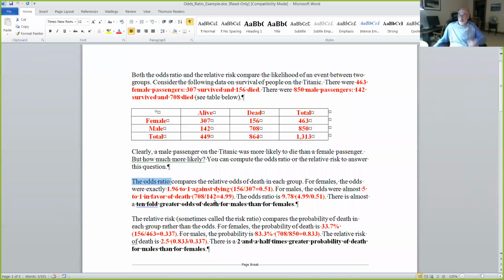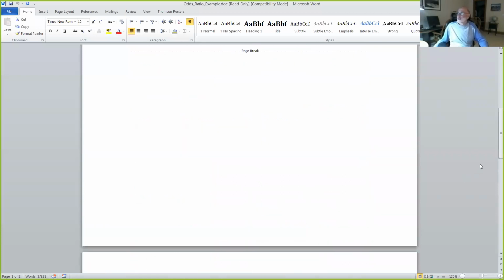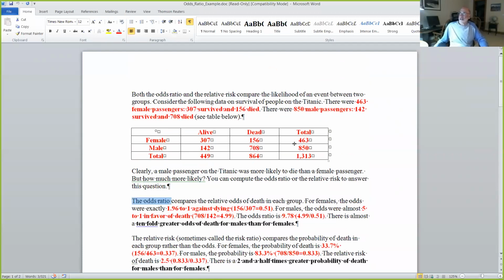As you can see from this example, if you just look at the concluding statement, they don't have the same emotional impact on people. Somehow hearing a 10-fold greater odds of death for males than females sounds a lot more dramatic than 2.5 times greater probability of death for males than females. But in other circumstances, the numbers could work out differently, and it might seem more of an emotional impact to talk about the risk ratio than the odds ratio. So I think you can see that the terminology is somewhat confusing here, to put it mildly.